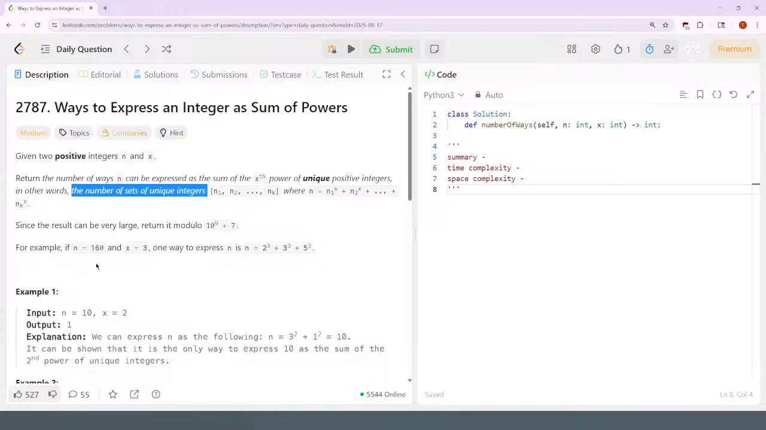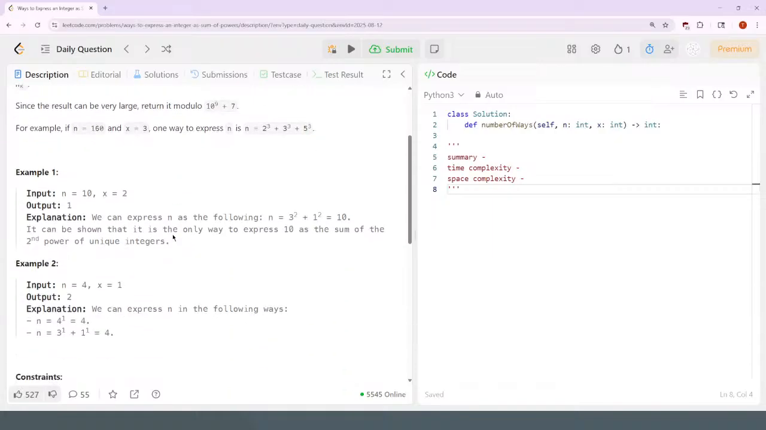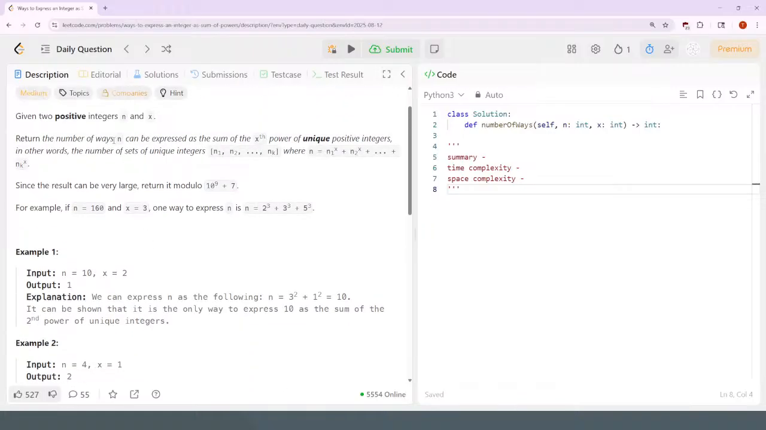For example, if n is 160 and x is 3, one way to express n is 2 to the third plus 3 to the third plus 5 to the third: 8, 27, 125. If n is 10 and x is 2, there's one way, and that's 3 squared plus 1 squared equals 10. And that's the only way. I guess 0 could possibly be a return value.